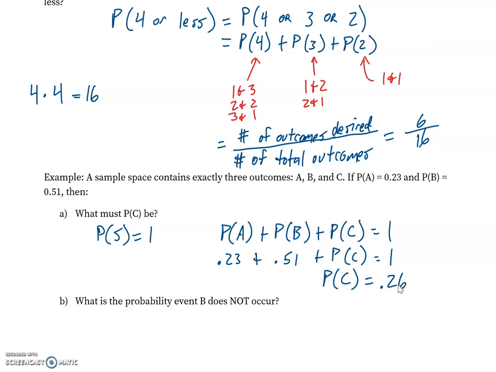This makes sense because it's between 0 and 1. And we could always double check. We can say, okay, 0.26 plus 0.51 plus 0.23. Does that get me back to a total of 1 like we wanted? And sure enough, it should.